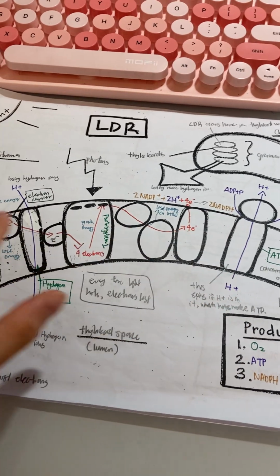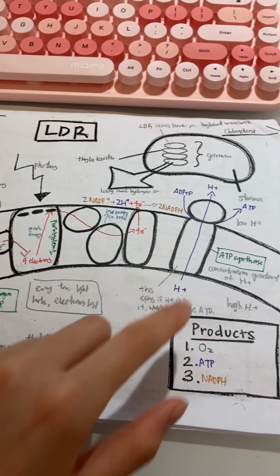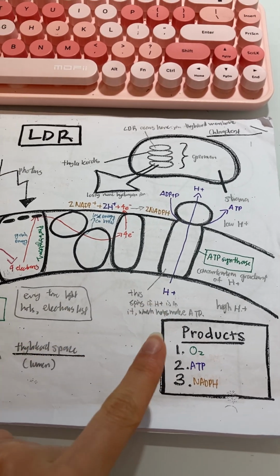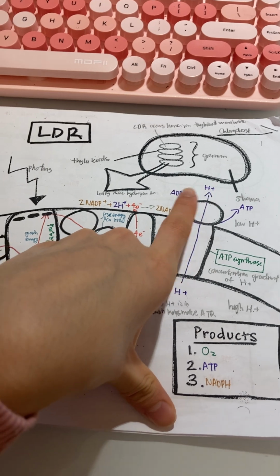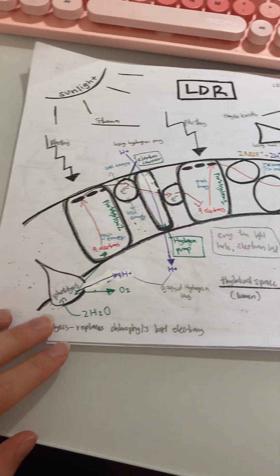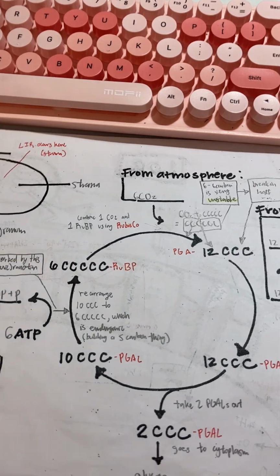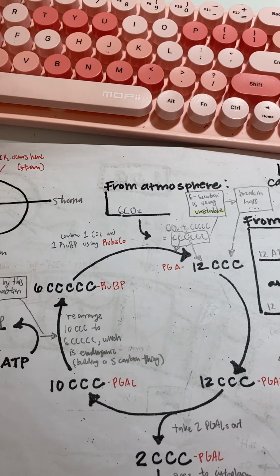So we get NADPH from the electrons moving this way. We get ATP through the hydrogen ions moving passively through ATP synthase. And we get oxygen as a waste product through photolysis. Okay, now let's move on to the light-independent reaction. So the light-independent reaction is connected with the light-dependent reaction.